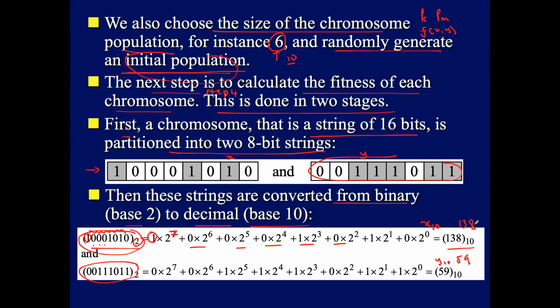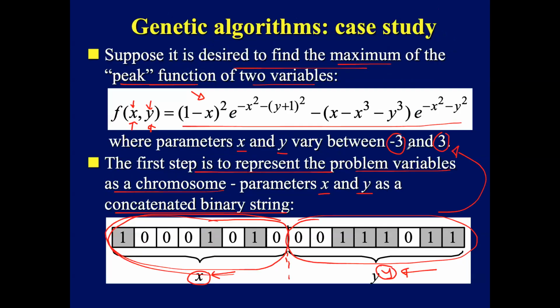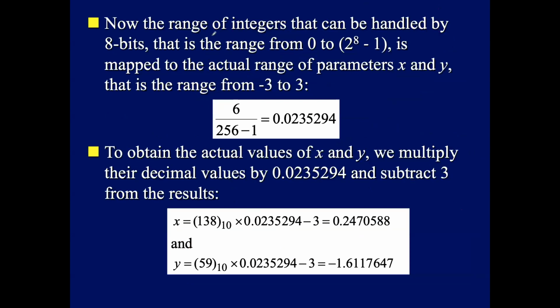Now, we do not stop at converting the bits to base 10, but we must also convert them to the range -3 to +3. This is what we do on this slide. The range of integers that can be handled by 8 bits is 0 to 2 to the power 8 minus 1. 2 to the power 8 is 256, so that is 0 to 255.